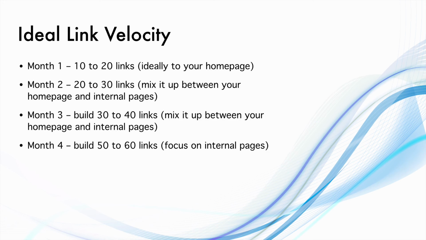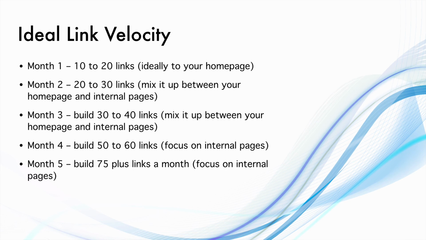But if you're putting into internal pages, you can play around with a little bit of anchor text and all of those things. So month 4 you would be aiming to build about 50 to 60 links. Month 5 is when you'll ramp things up. You'll be aiming to build about 75 links per month from henceforth. Now you are pretty much in the safe zone.